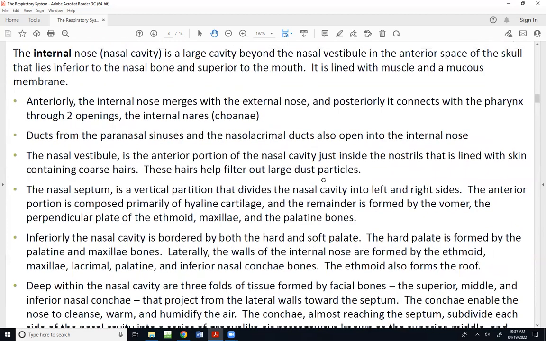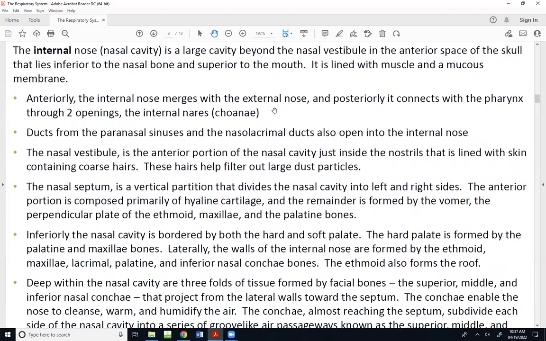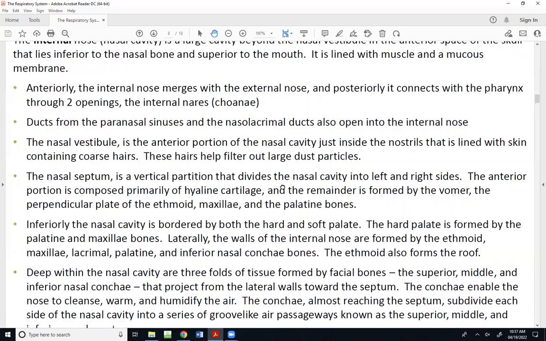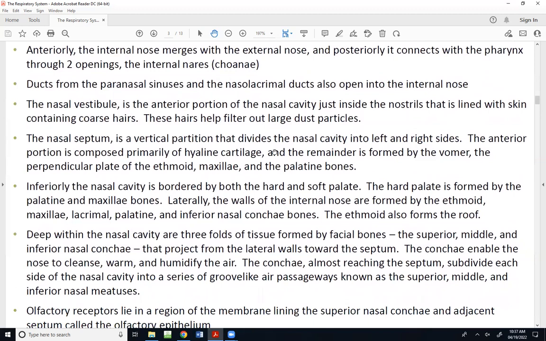All right, let's talk more about the internal nose or nasal cavity. I already read through all that, so I won't do that again. Lined with muscle and a mucous membrane. Anteriorly, it merges with the external nose. Posteriorly, it connects with the pharynx through two openings, what we call the internal nares, or choanae, which is a fun word to say. These are the openings that lead to your throat, and that's what your pharynx is, what we would commonly call our throat. So this is where the air leaves the nose and enters our throat.